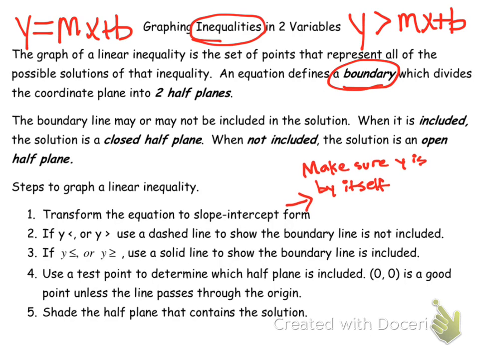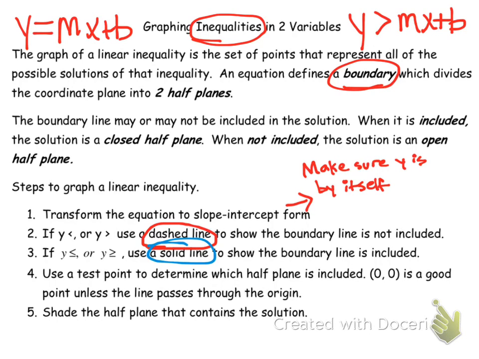Now, steps 2 and 3 are an if statement, whichever case you have. So if you have y is less than or y is greater than, you are going to use a dashed line to show the boundary line, right? Now, when we had less than before, it was an open circle. So since obviously we're not going to be doing circles, it's going to be some sort of line, we're going to use a dashed line. Now, if the y is included, meaning less than or equal to or greater than or equal to, then we're going to use a solid line. Maybe I'll circle this one in blue, a solid line.